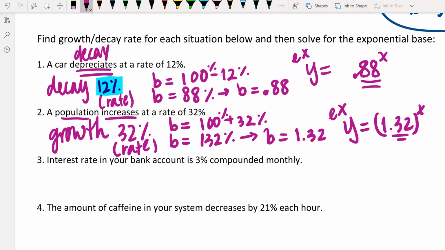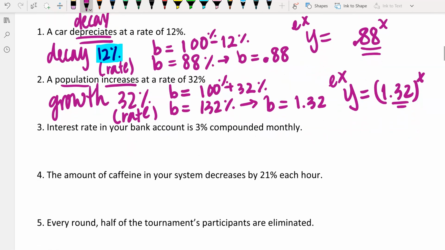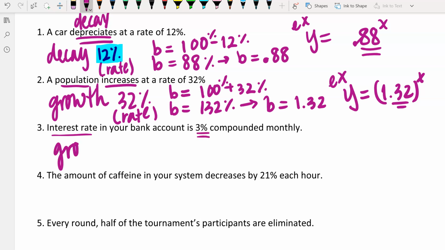All right, so let's do another one. The interest rate in your bank account is 3% compounded monthly. So we're talking about interest rate in your bank account. That means you are earning money, so this is growth. Your bank account is making you money at a rate of 3%.